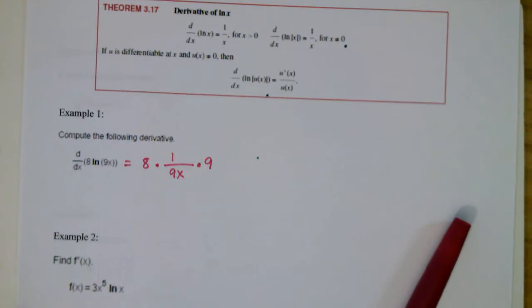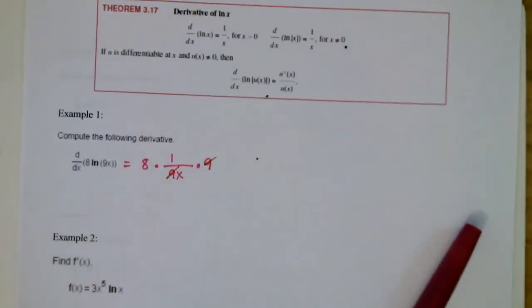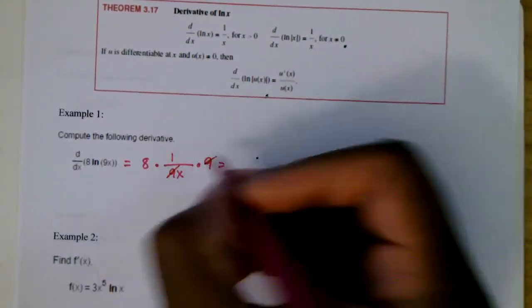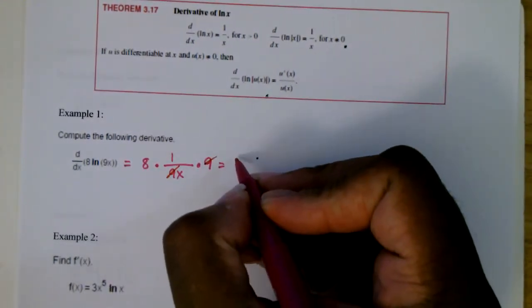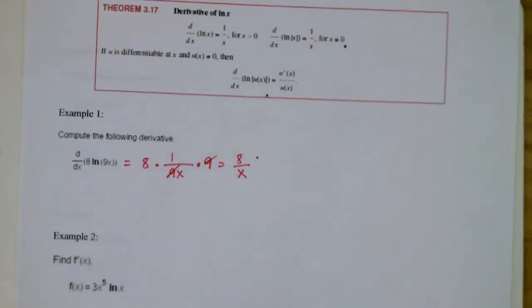Now let's simplify this a bit. Those 9s will divide out, as you see. And I'll be left with 8 over 1 times 1 over x. This will be just simply 8 over x. And that will be the derivative of 8 times the natural log of 9x with respect to x. Okay.